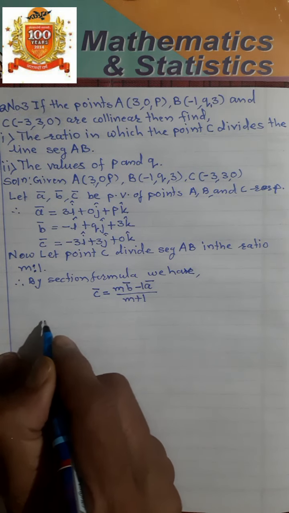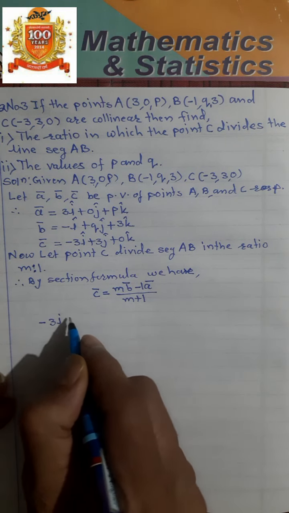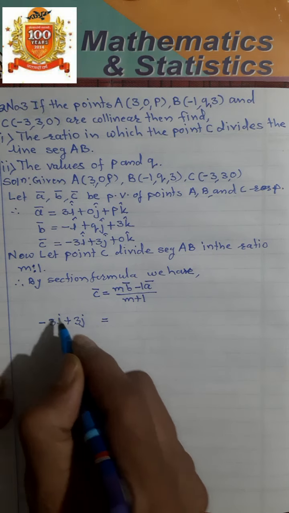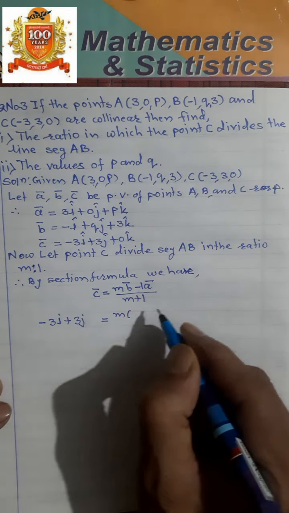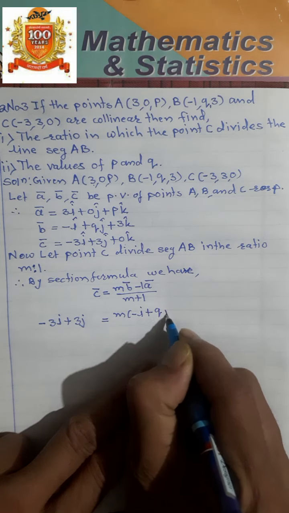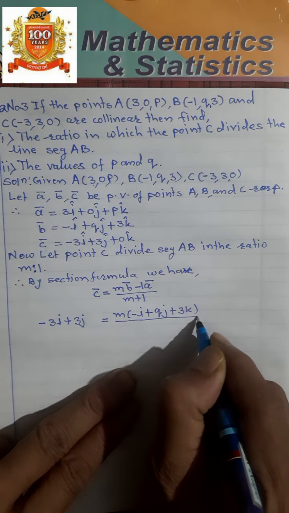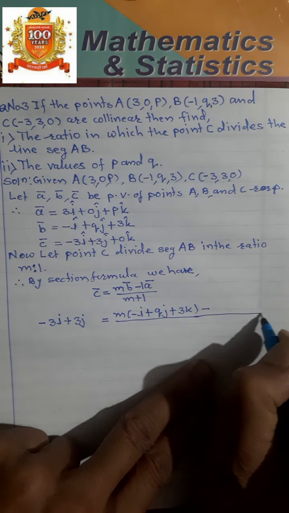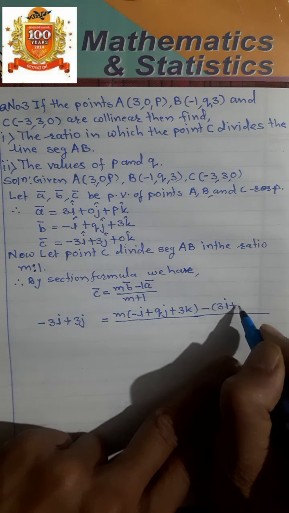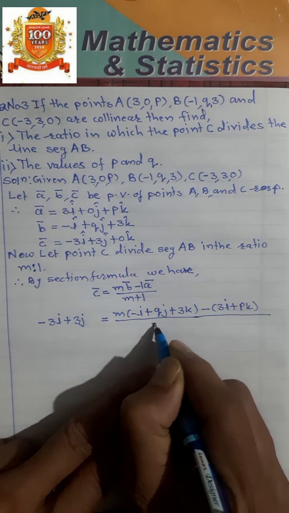Now we put the values. c bar is minus 3i plus 3j, no need to write k as it is 0k, equal to m into (minus i plus qj plus 3k) plus 1 into (3i plus pk) divided by m plus 1, isn't it?